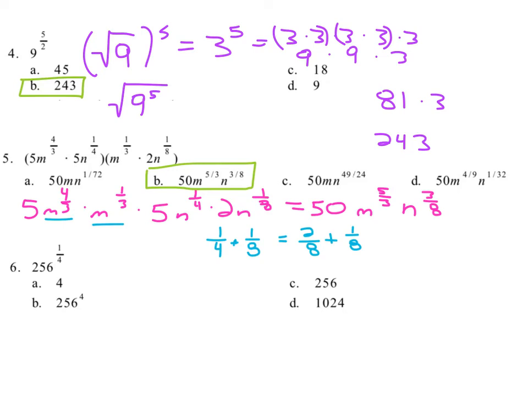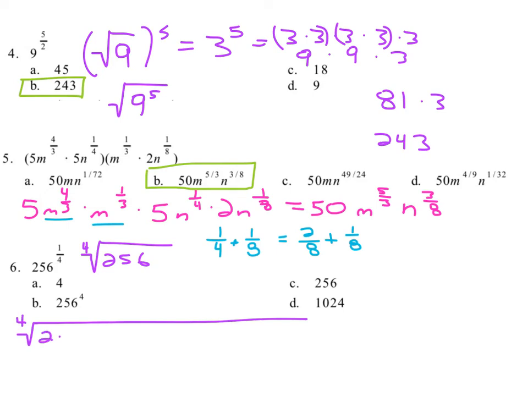And finally, 256 to the 1/4. Essentially what that means is you are fourth rooting that. You are saying the fourth root of 256. And another way to think of that is you could break that down and say, what is 256 fourth root?